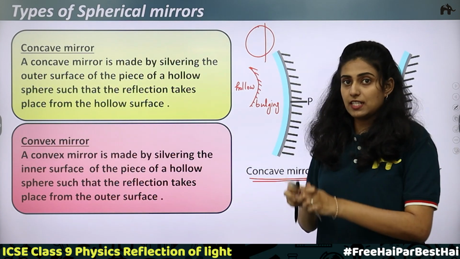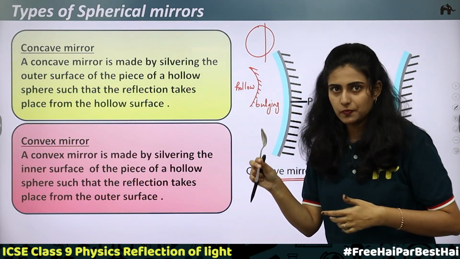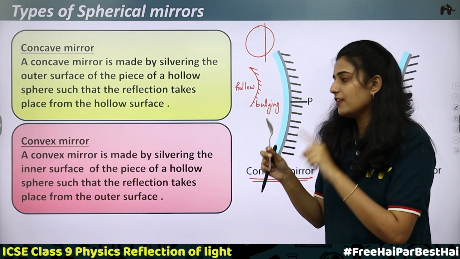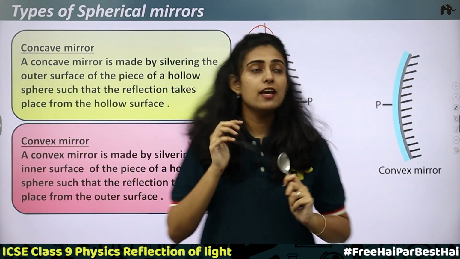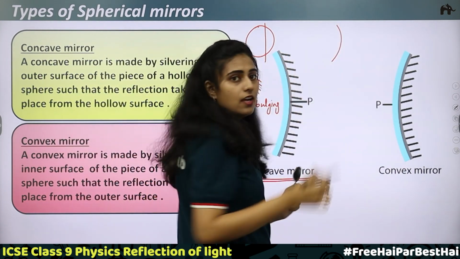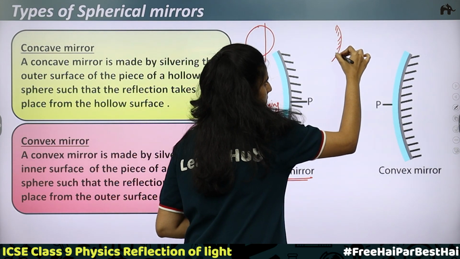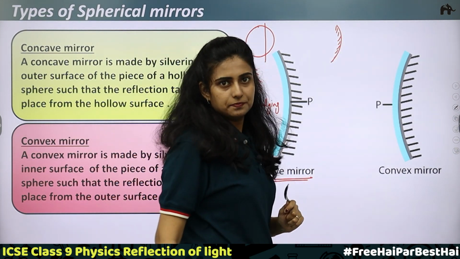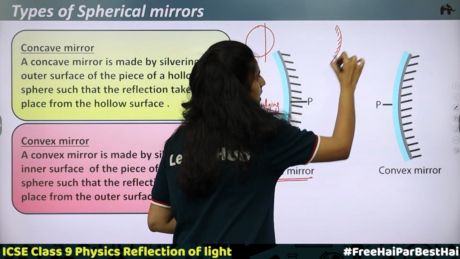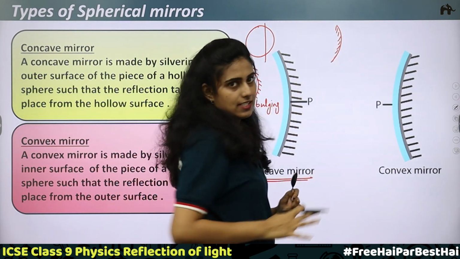Next, the convex mirror. That is when you hold the spoon with the back side of the spoon facing you, you will be getting a convex mirror. So what is a convex mirror? To get a convex mirror, take the same portion. Now silver this part. Okay, this part is silvered. So here the hollow part is silvered and the bulging part is left as it is.